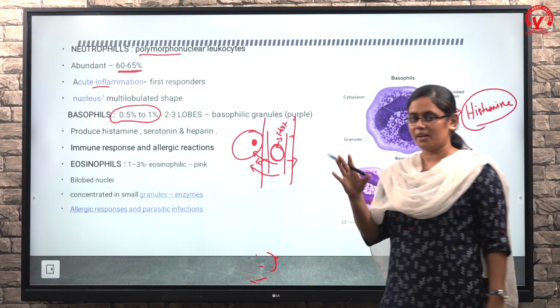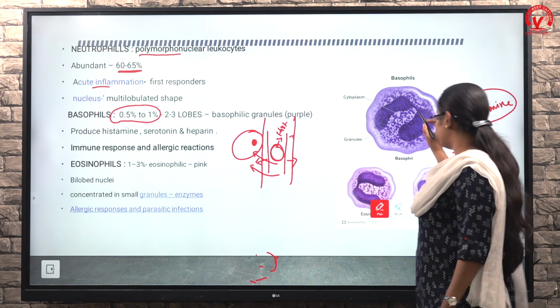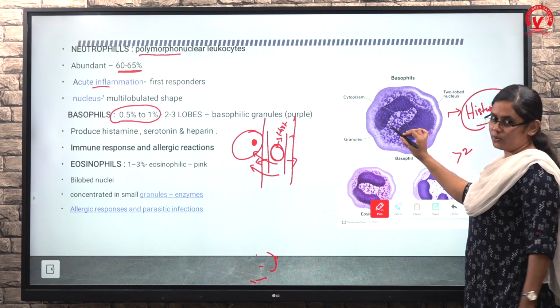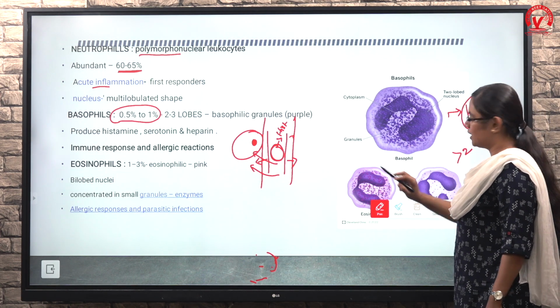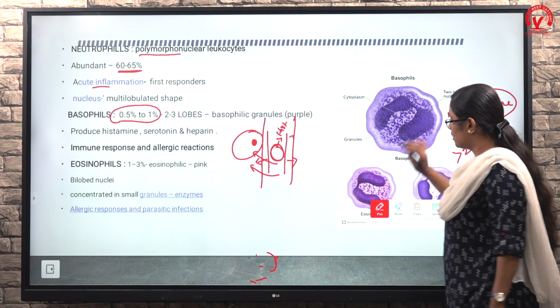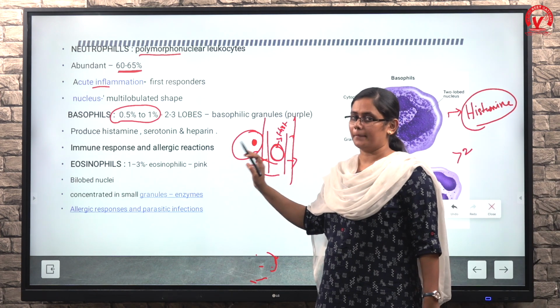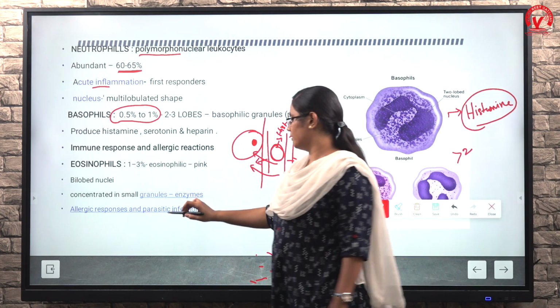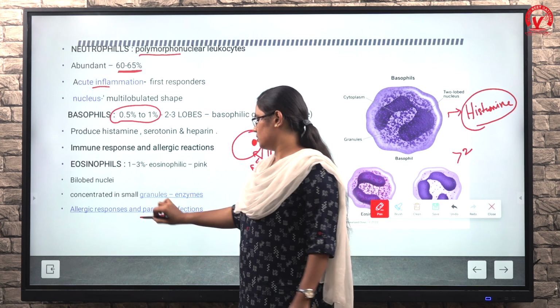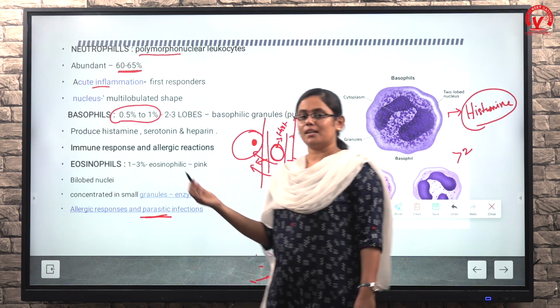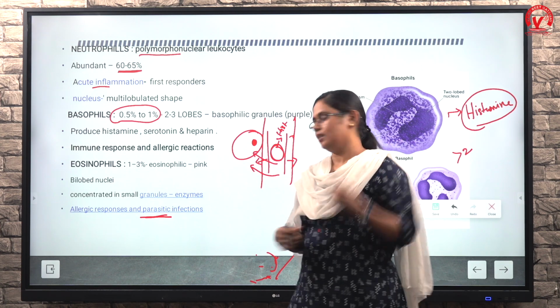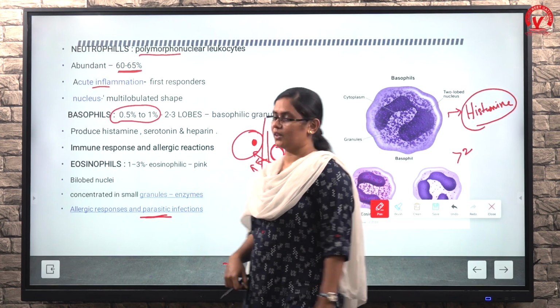The difference between basophils and eosinophils is basophils have violet color granules, whereas eosinophils have pink color granules. Both of them help in allergic reactions, but eosinophils are more oriented with parasitic infections. So if they ask the question which cell is involved in parasitic infections, we should choose eosinophils.